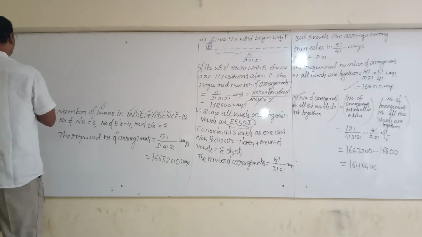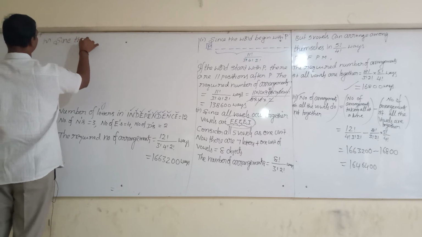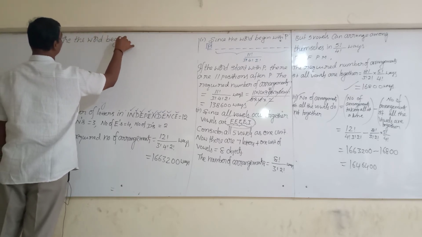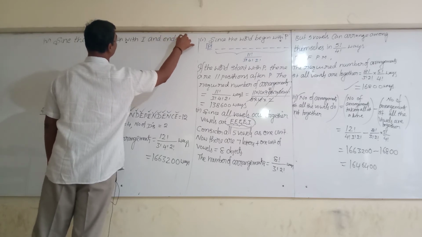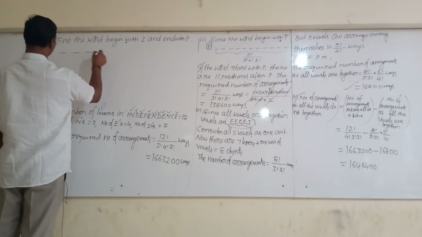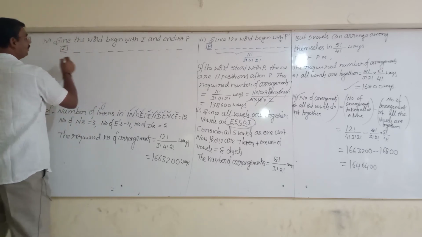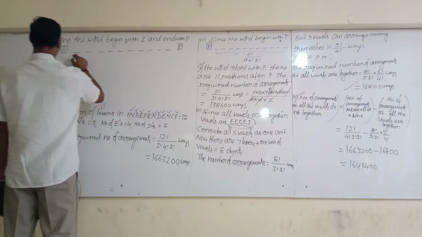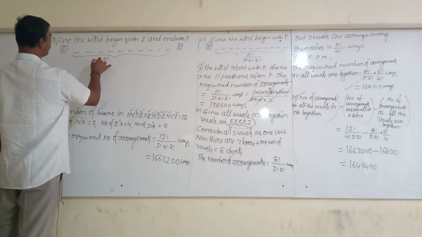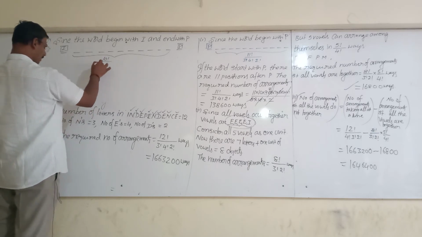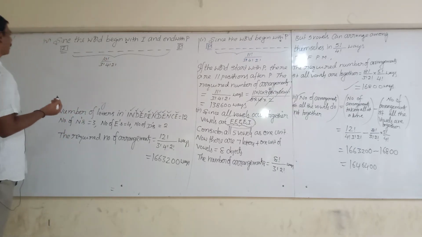How many are there in between? Since the word begins with I and ends with P, we take the 12 positions, 1, 2, 3, up to 12. First place is filled with I, last place filled with P. Now in between, how many positions are there? There are 10 positions. We can arrange in 10 factorial ways. Upon, do we have any repetition? That is 3 factorial into 4 factorial into 2 factorial ways.